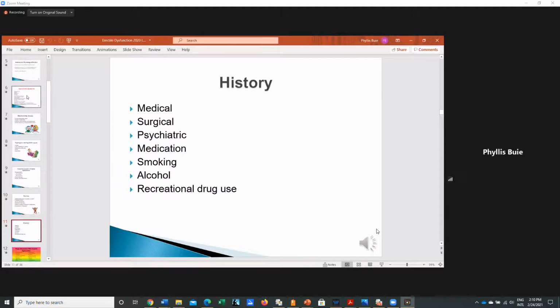So we're going to, of course, ask them all their medical questions. Have they had any surgeries, any back surgeries, pelvic surgeries, any pelvic injuries, pelvic fractures that might be causing a problem? And do they use any type of recreational drugs that might be contributing to their erectile dysfunction?